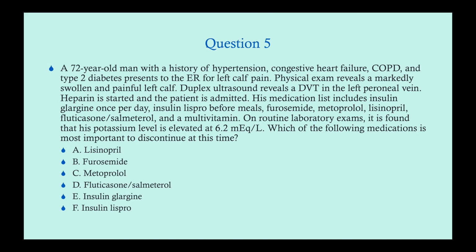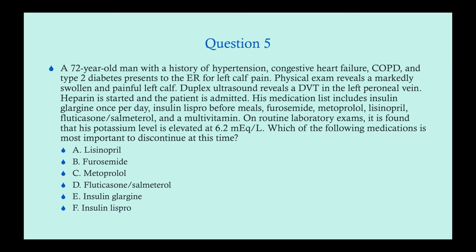All right, question 5. We have a 72-year-old man with a history of hypertension, congestive heart failure, COPD, and type 2 diabetes, presenting to the ER for left calf pain. Physical exam reveals a markedly swollen and painful left calf. Duplex ultrasound reveals a DVT in the left peroneal vein. Heparin is started and the patient is admitted. His medication list includes insulin glargine once per day, insulin lispro before meals, furosemide, metoprolol, lisinopril, fluticasone, salmeterol, and a multivitamin. This guy is a pharmacy.